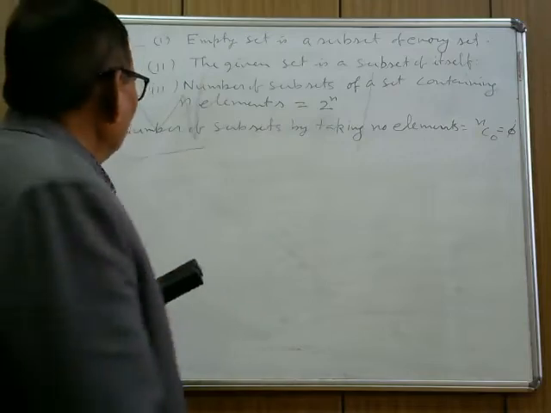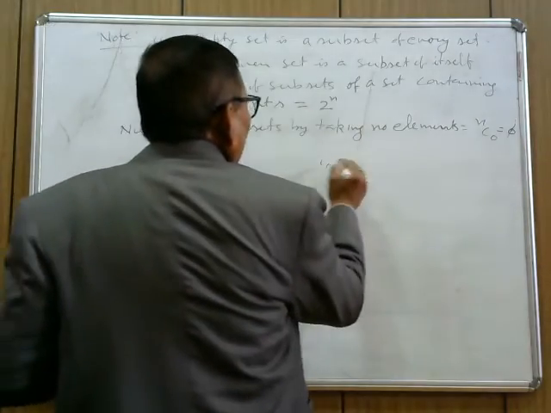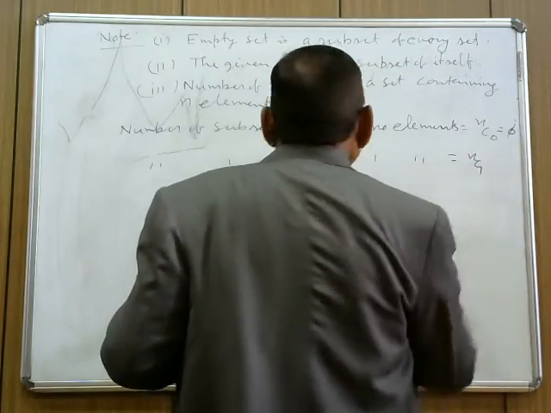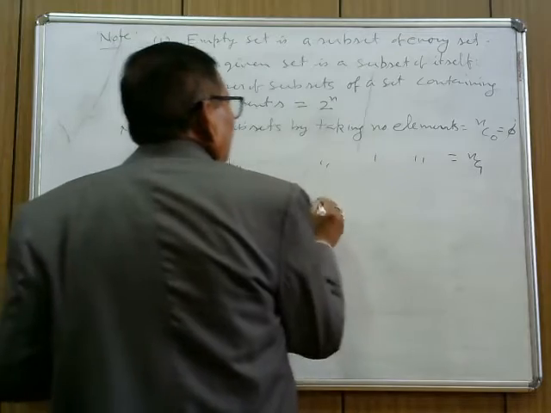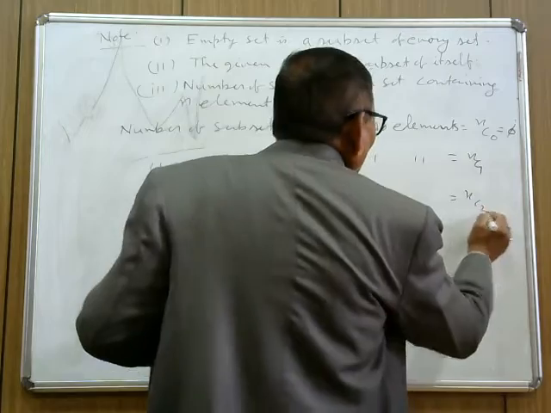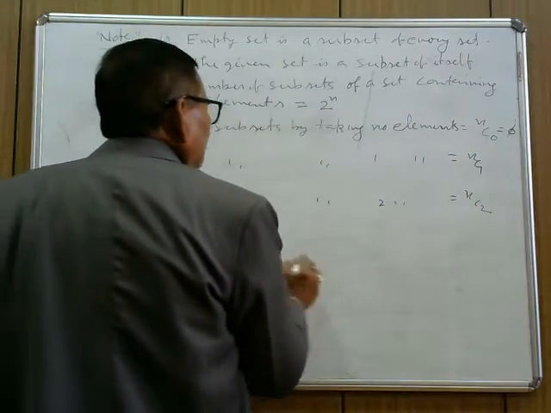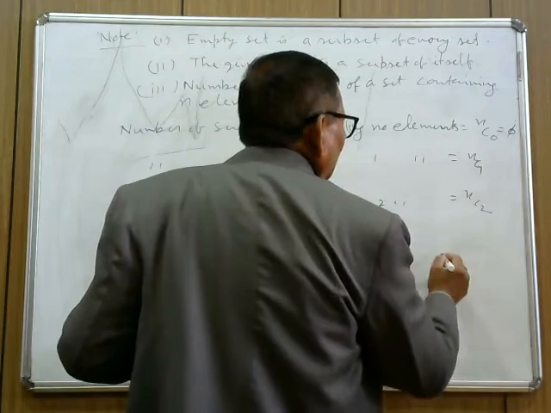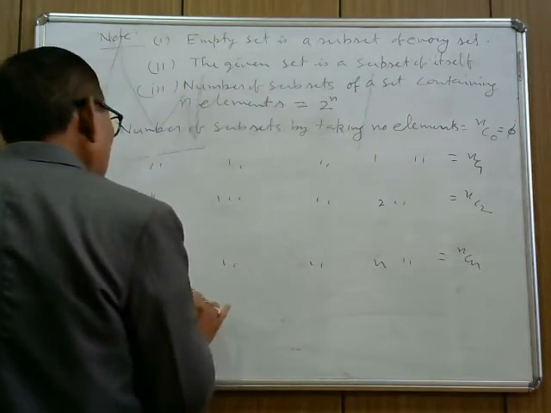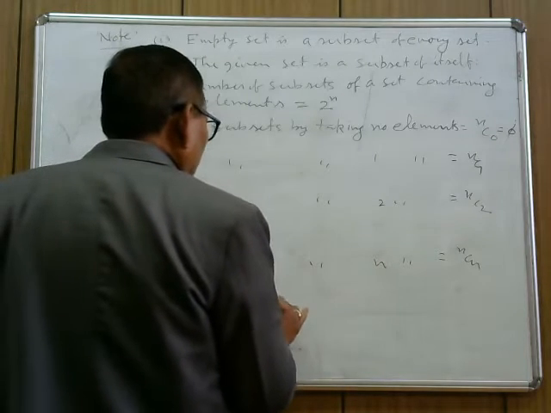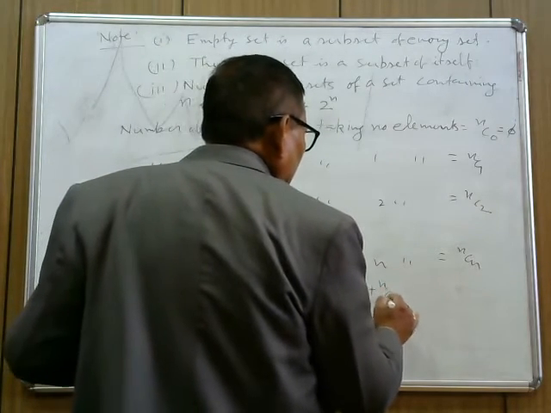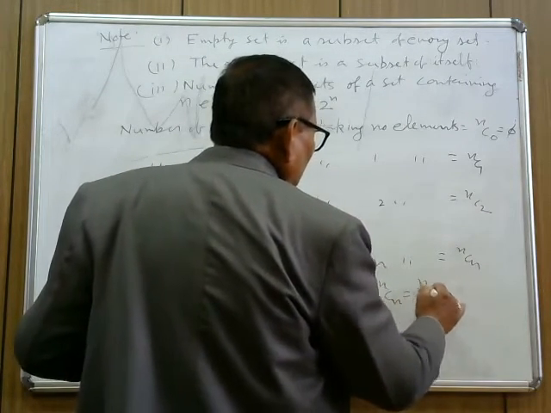That is 1. Now the number of subsets by taking 1 element is equal to nC1. And the number of subsets by taking 2 elements is nC2, and so on. The number of subsets taking all n at a time is nCn. So your total is equal to nC0 plus nC1 plus nC2 plus and so on plus nCn, that is equal to 2 to the power n.